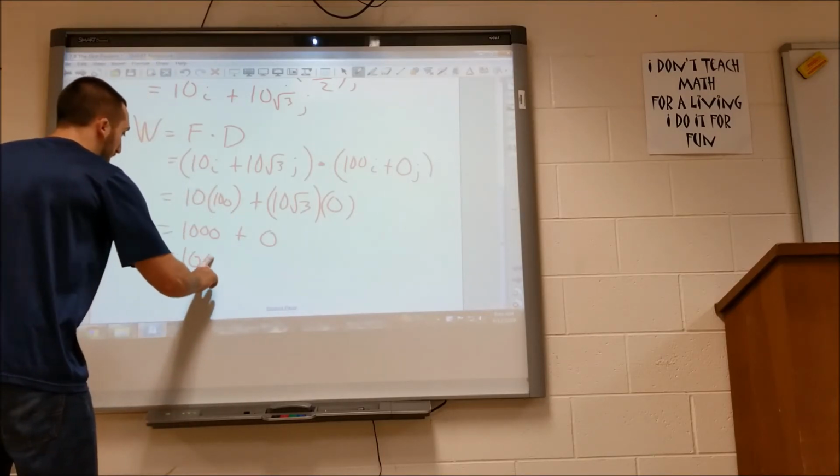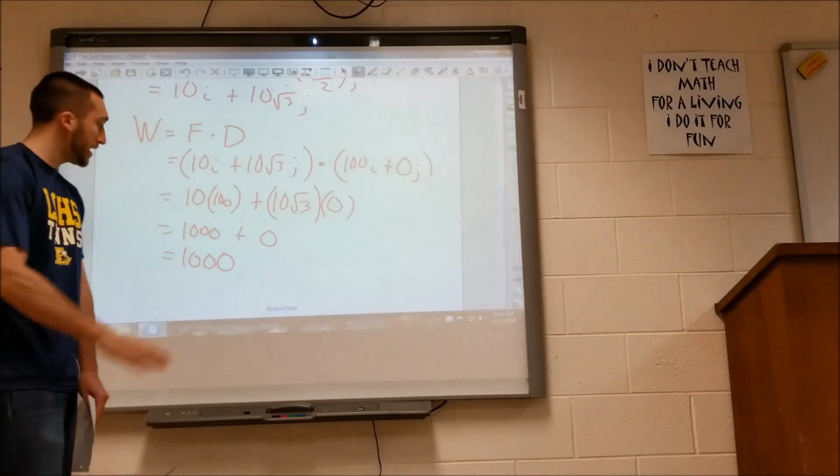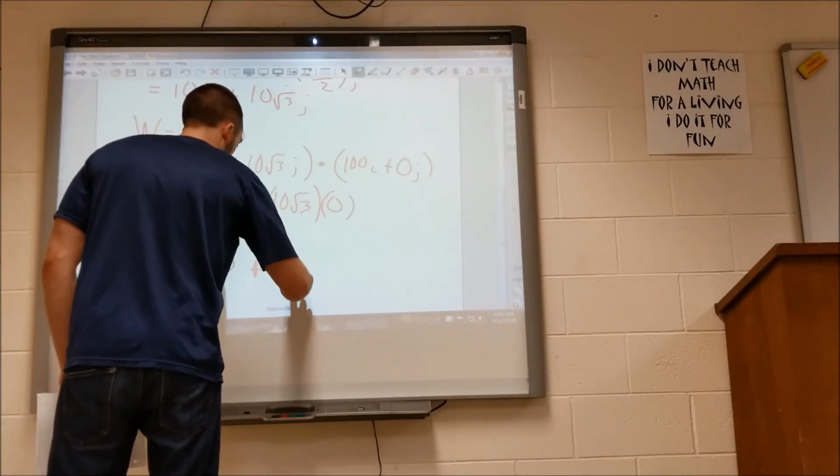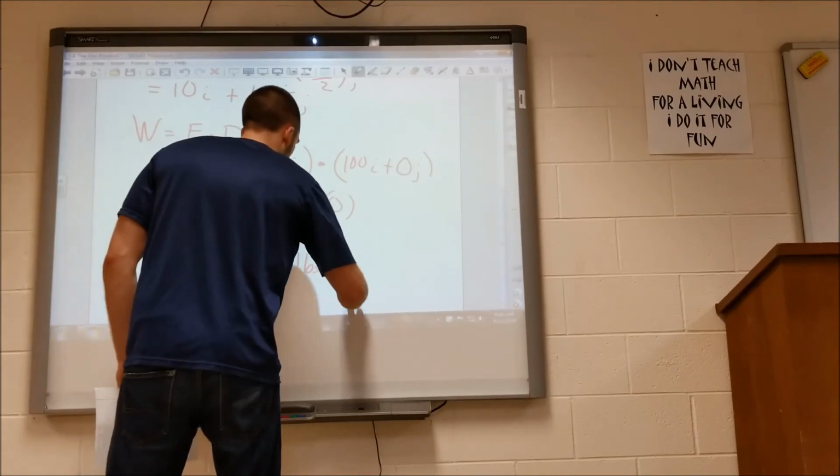So this means the amount of work being done on that wagon is 1,000, and they call it foot-pounds of work.